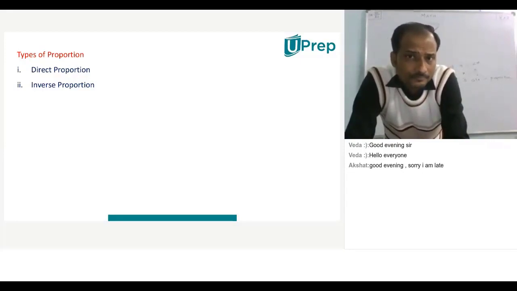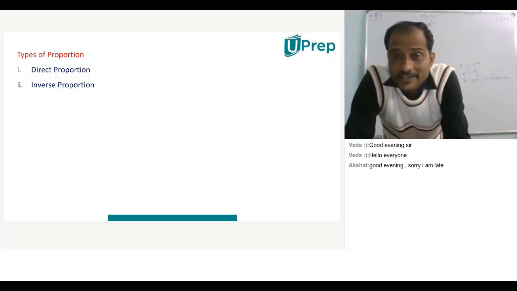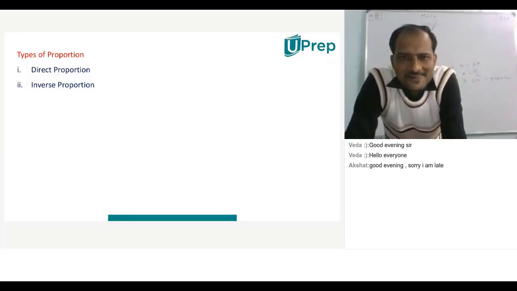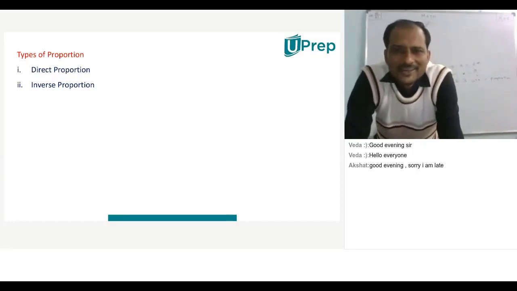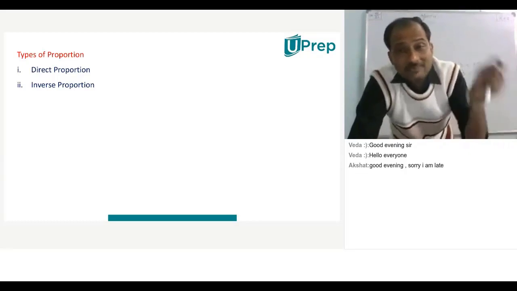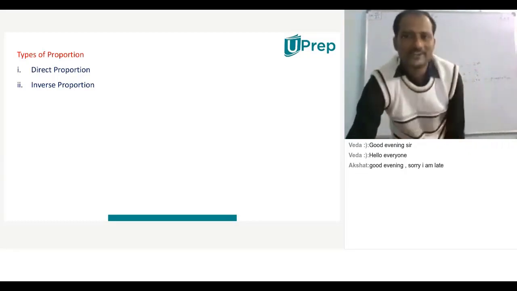Yes, sir. So in direct proportion, if one value increases, the second value also increases with the same base. Then what about decrease? Sir, decrease will happen in indirect proportion. What did you say? Kavya, you just wait. Yeah, Ronak. Sir, decrease will happen only in inverse proportion. No. If there is a decrease in one quantity, then there must be a simultaneous decrease in the other quantity.